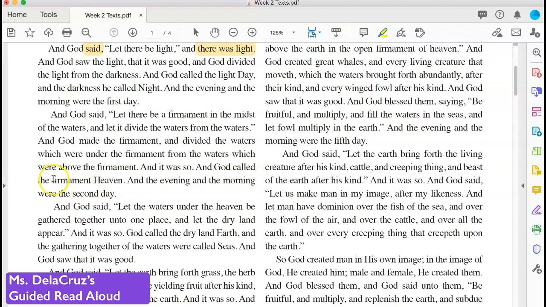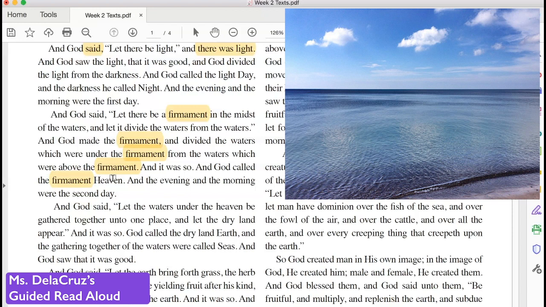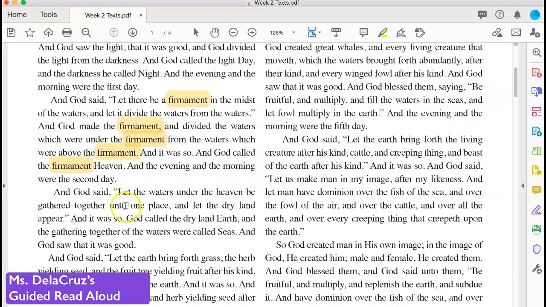Now I know that paragraph says firmament a whole lot, but I want you to know that the firmament is just the sky. So basically it's saying God created the firmament, or the sky, which is where he says heaven is, to divide the water from the sky. So if you go to the beach or you're looking out on the horizon line, you'll notice there's somewhat of a definitive line that separates the earth from the sky. And that's why God created the firmament, was to create that separation. "And the evening and the morning were the second day."